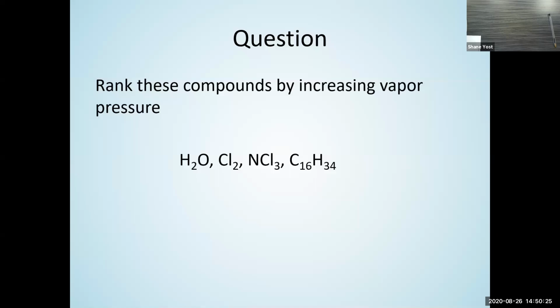Out of these four molecules, which one is going to have the strongest intermolecular force and thus the lowest vapor pressure? H2O, right? H2O has hydrogen bonding, one of the strongest intermolecular forces that exist. There's also ion-dipole, but there are no ions here, so none of these have ion-dipole forces. And so H2O has the lowest vapor pressure, and we'll look for the next strongest intermolecular force.